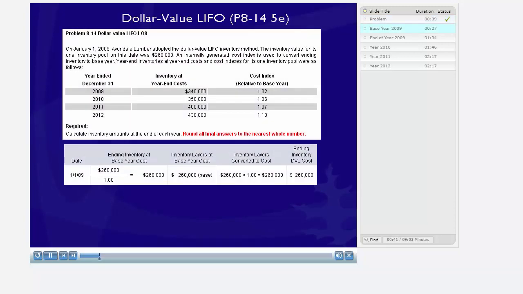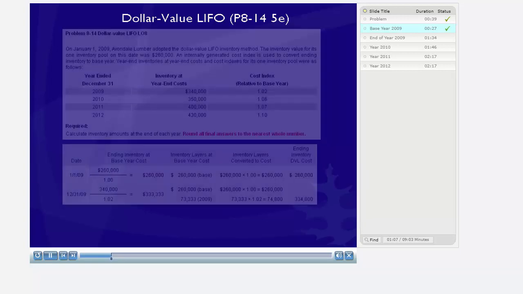First, we calculate the ending inventory at the base year cost, and the base year is January 1st, 2009, so we take $260,000 divided by 1, and we determine that the inventory at the base year cost is the $260,000, which is the inventory value on January 1st, 2009, and again we're using just one inventory pool.